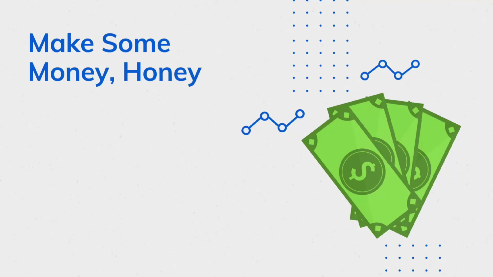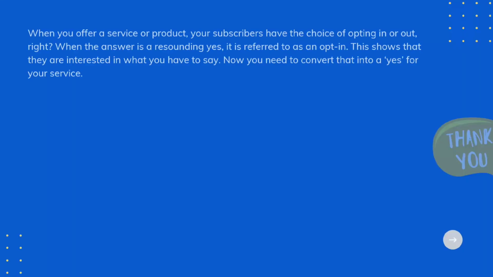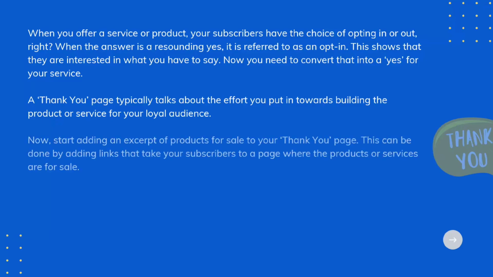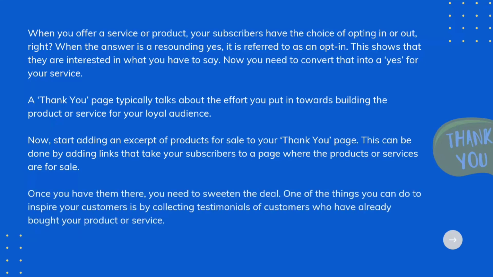Make some money, honey. When you offer a product or service, your subscribers have the choice of opting in or out, right? When the answer is a resounding yes, it is referred to as an opt-in. This shows that they are interested in what you have to say. Now you need to convert that into a yes for your service. A thank you page typically talks about the effort you put in towards building the product or service for your loyal audience. Now start adding an excerpt of products for sale to your thank you page. This can be done by adding links that take your subscribers to a page where the products or services are for sale. Once you have them there, you need to sweeten the deal.